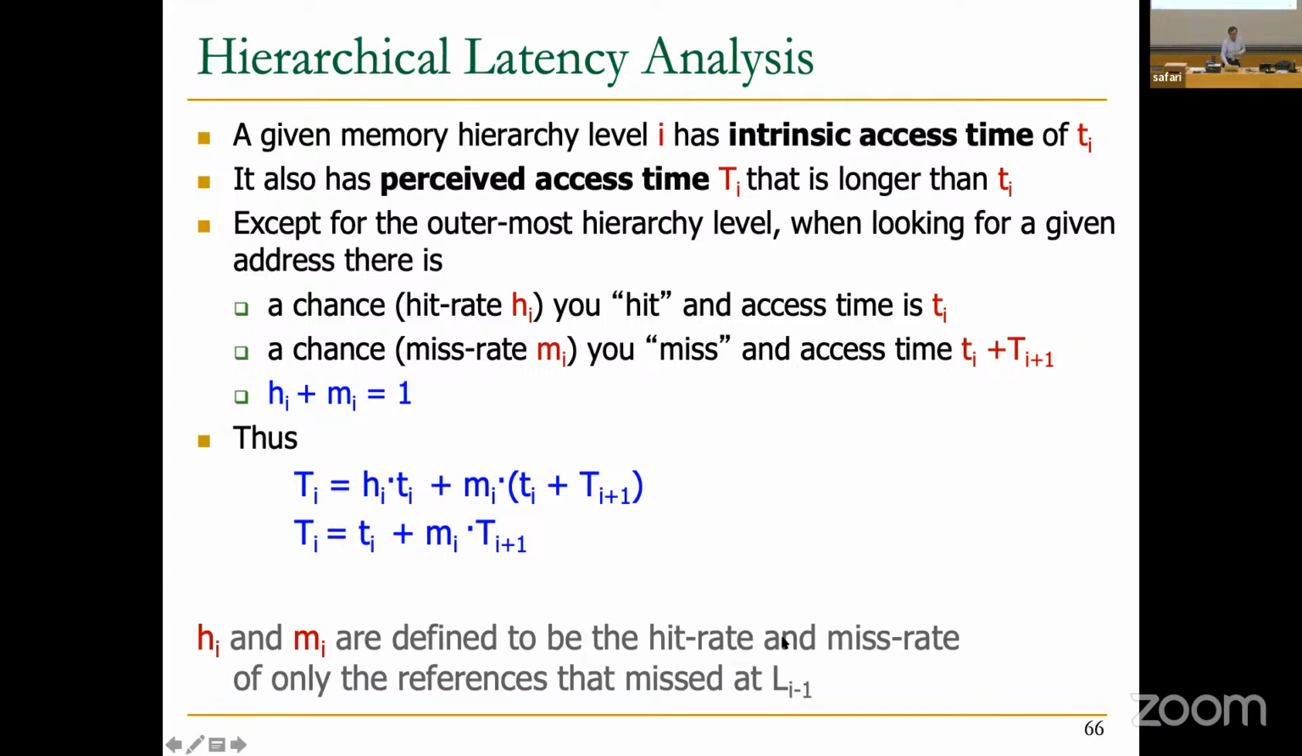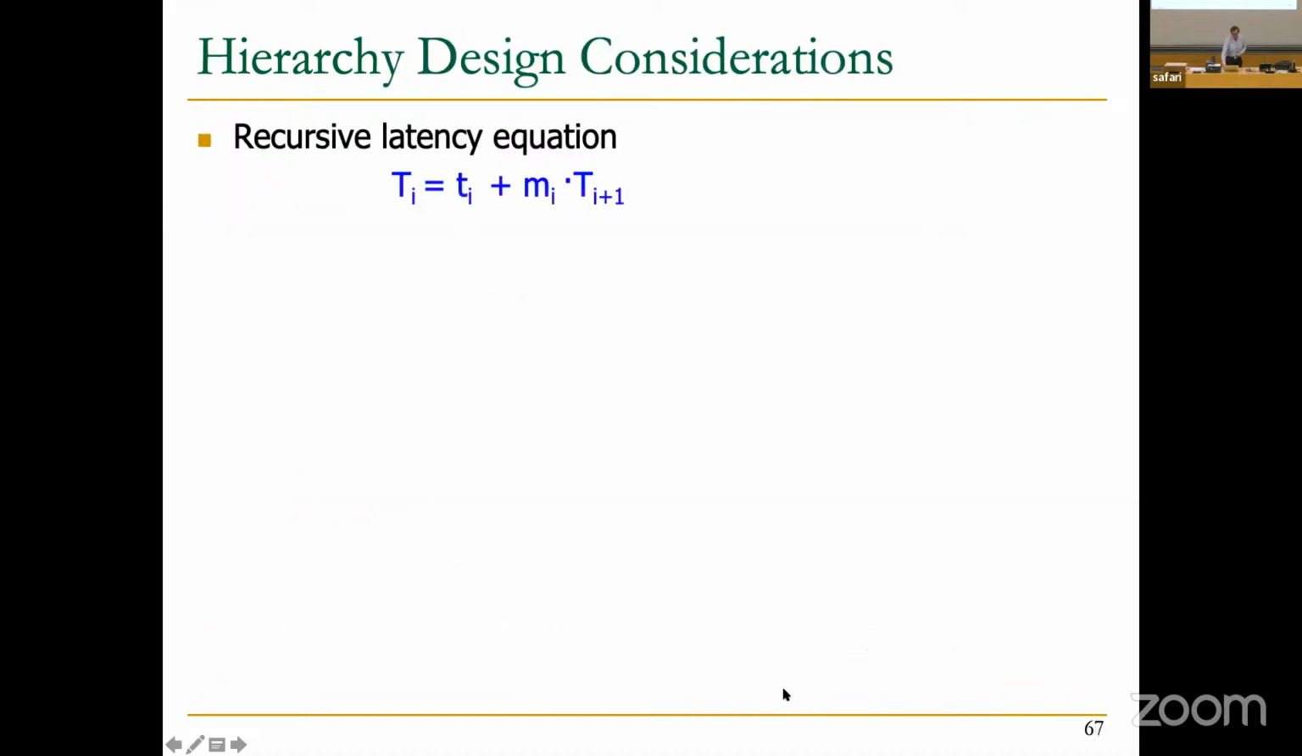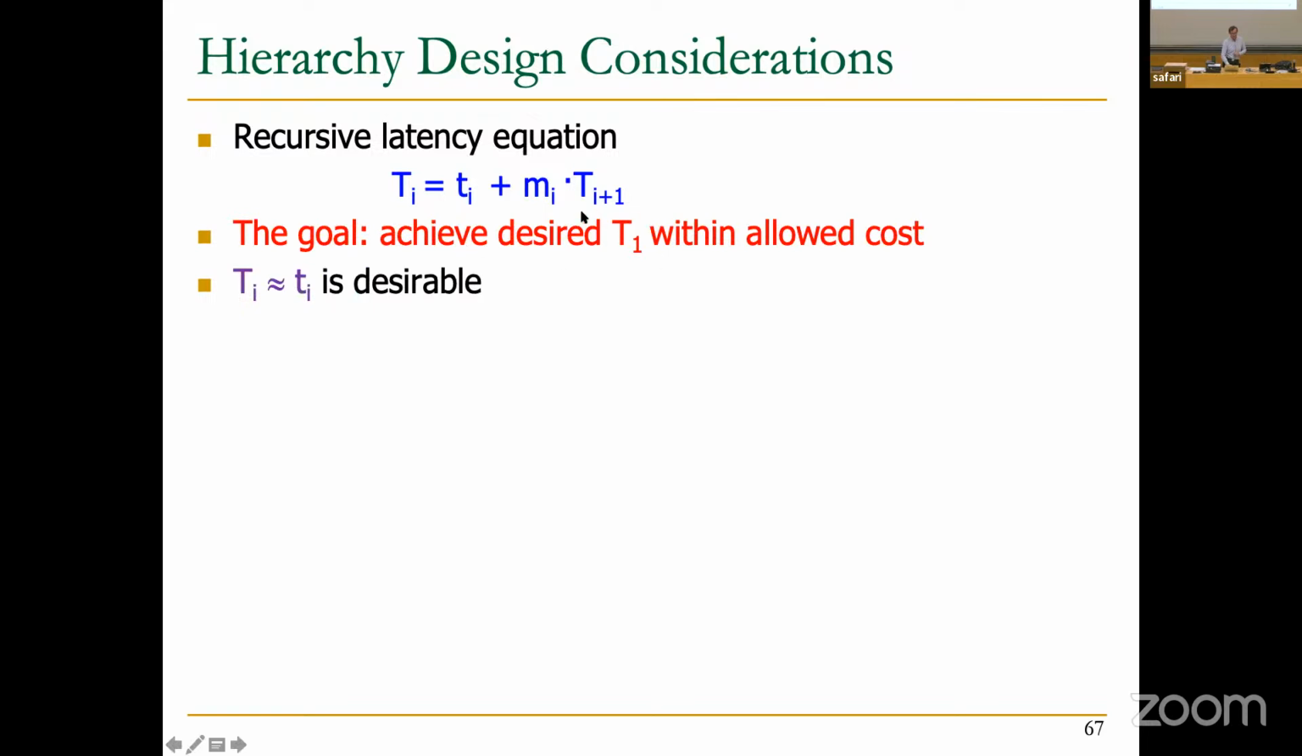So we've already discussed this, right? HI and MI are defined to be the hit rate and miss rate of only the references that missed at level I-1, the previous level, essentially. So basically now we have a recursive latency equation, which is interesting. And the goal is to achieve desired first level, let's say L1 cache, perceived access latency within some allowed cost. So you have some cost constraints and some other constraints, of course, like energy, power, etc. But your goal is to also get some reasonable access latency to the requests that are going to the first level.